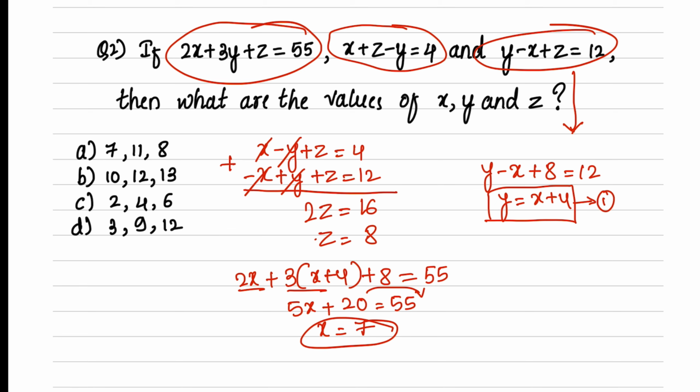Now put this in this one. y equal to 7 plus 4 will be 11. So you got all the values x, y and z, that is 7, 11, 8. So here option A is the right answer.